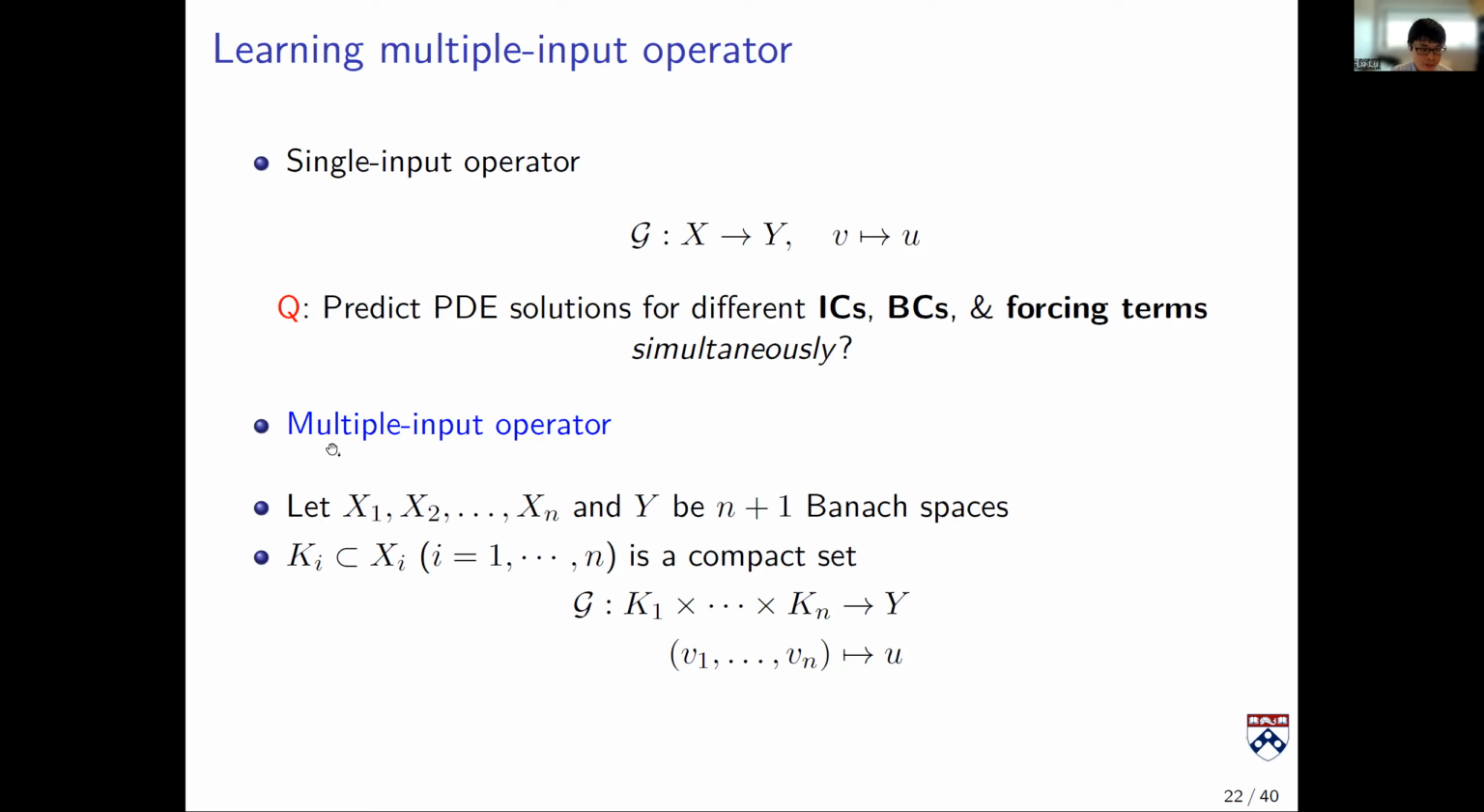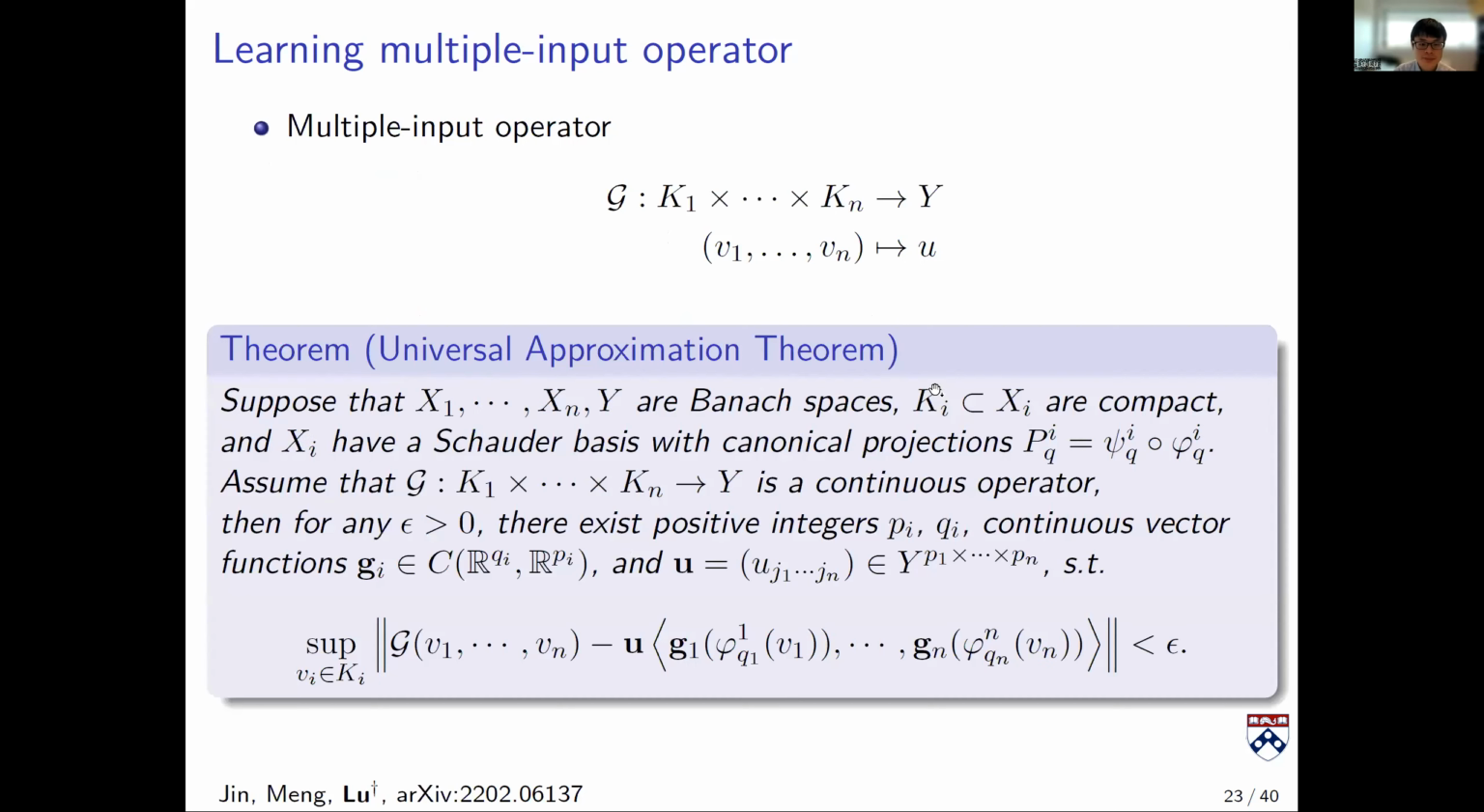So we try to extend to this multiple input operator. We consider we have X1, X2, and Xn, n spaces as input, and Y is the output space. Then Ki is a compact set in Xi. So we try to learn the mapping from K1, K2, and Kn, the product space, to the output space Y, or from n functions, v1, v2 to vn, to the output u. First, we proved that for this multiple input operator, the network can still be a universal approximator, given similar assumptions as what we looked at at the beginning. So this is an extension of the universal approximation from a single input to multiple inputs.